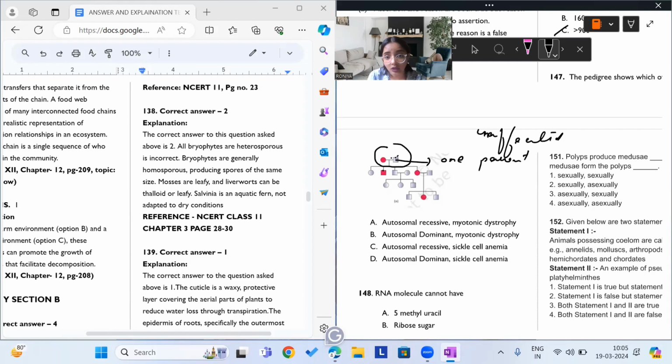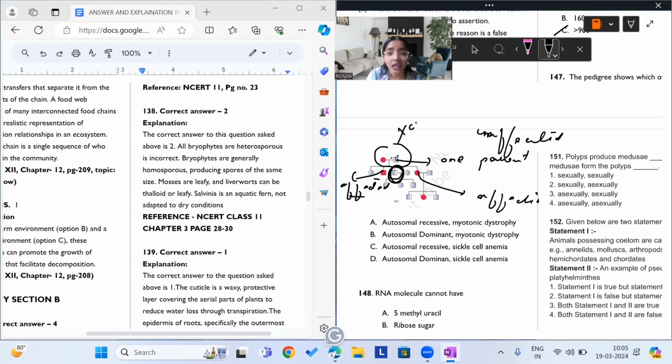Still, the two children are affected. In spite of one parent being affected and one parent being unaffected, two children are still affected. That means that it is a dominant character. Now, is it X-linked or not? If it was X-linked, then a male child cannot be unaffected.